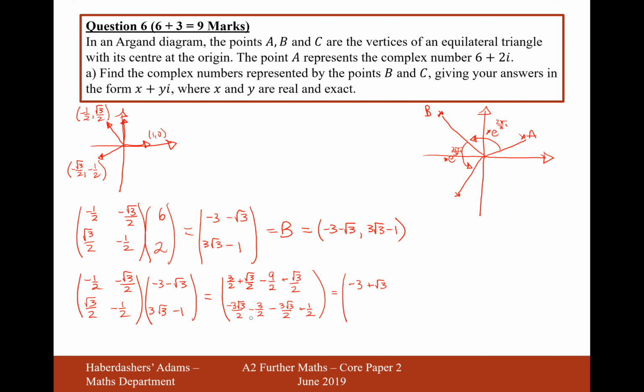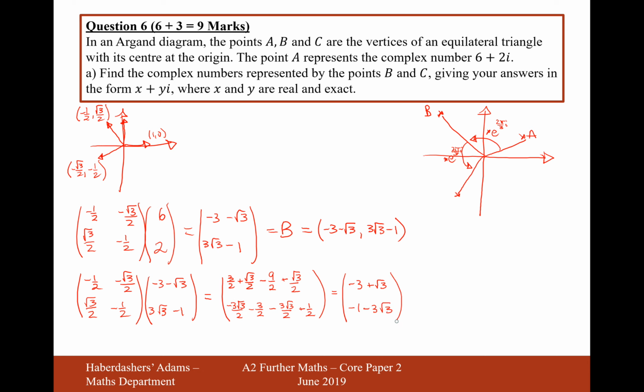And then minus 3 over 2 plus a half, that would be minus 1. And then the next bit is going to be this, so that'll be minus 3 root 3. Okay, so there we are, that's the answer for coordinate C. So just to make it clear, the coordinate is minus 3 plus root 3, minus 1 minus 3 root 3. So there we are, that's the answer for part A.